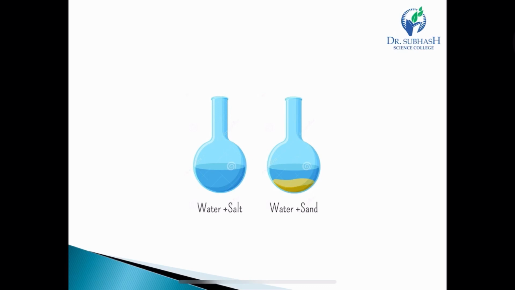So here is a figure of homogeneous and heterogeneous. First one is homogeneous, water and salt, and another one is heterogeneous, water and sand. That is, if we add soil to water, we can see with our naked eyes the particles of soil, sand, right? So this is a picture of homogeneous and heterogeneous.